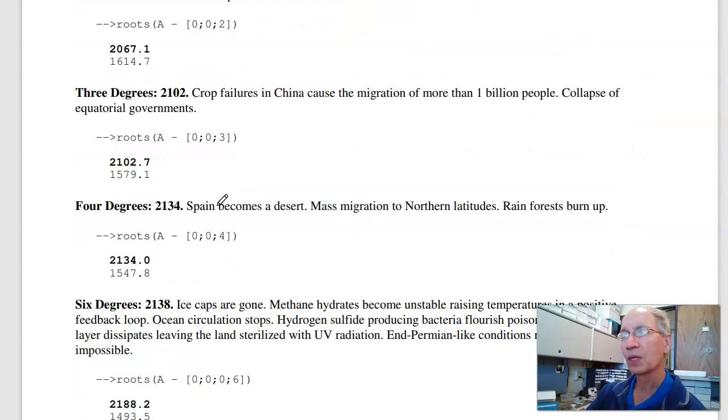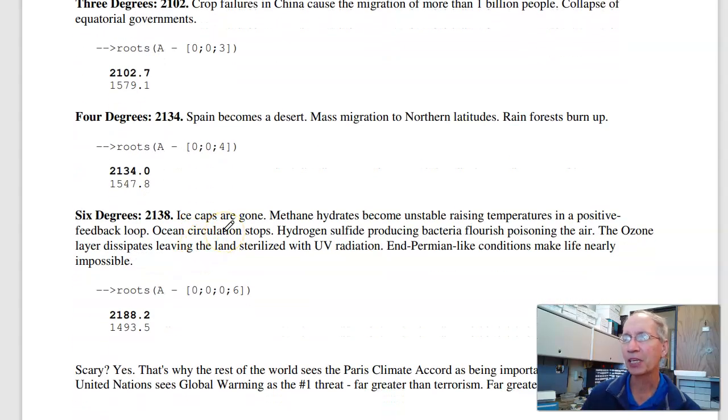3 degrees, you start getting crop failures in China, meaning 1 billion people are on the move. Collapse of equatorial governments. 4 degrees, Spain becomes a desert, Mexico becomes a desert, mass migrations to northern latitudes. The rainforests start to burn up. 6 degrees, ice caps are gone, methane hydrates become unstable, raising temperatures in a positive feedback loop, ocean circulation stops, hydrogen sulfide gas producing bacteria start to flourish, poisons the air, ozone layer dissipates. Basically really, really bad.